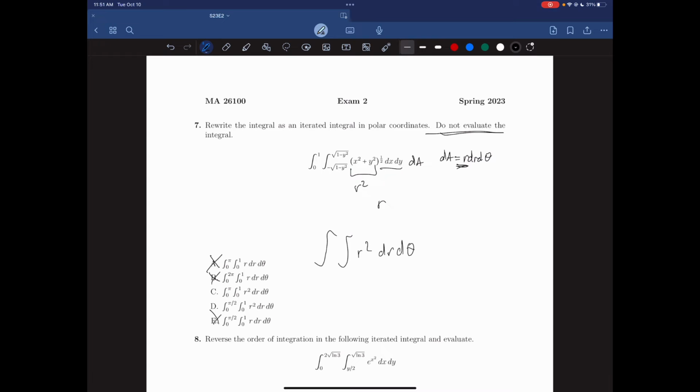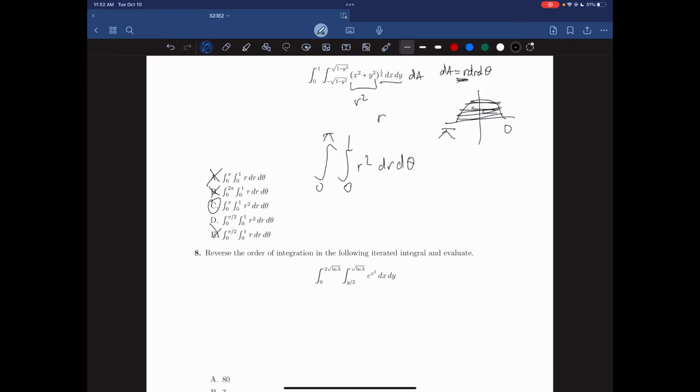dr d theta. And just drawing out our region, it looks like y is going to be positive. So we're going not from 0 to 2 pi, but from 0 to pi. So C should be our answer, 0 pi, 0, 1, because as we can see, we're going here, and we're going like that. And that is 0 to pi.